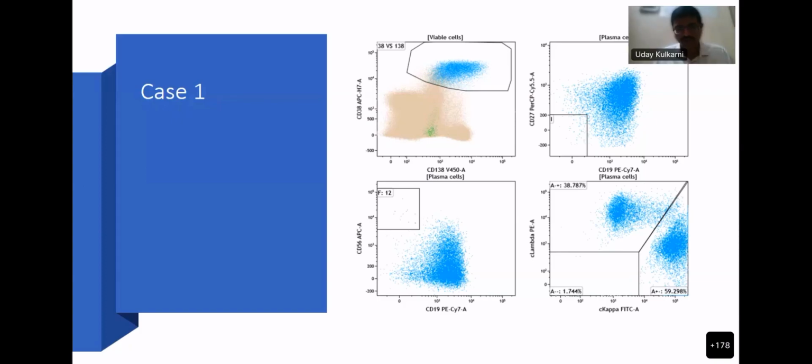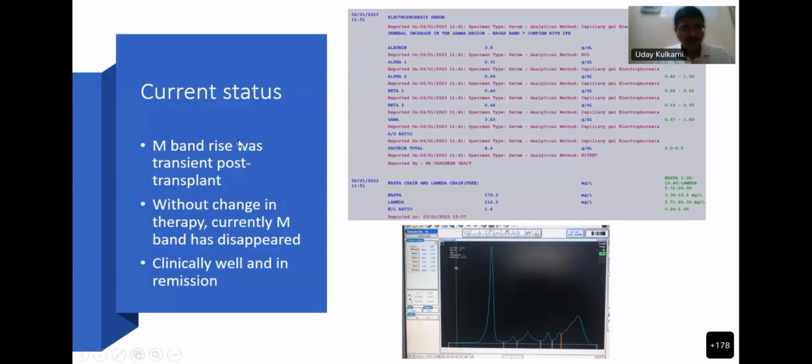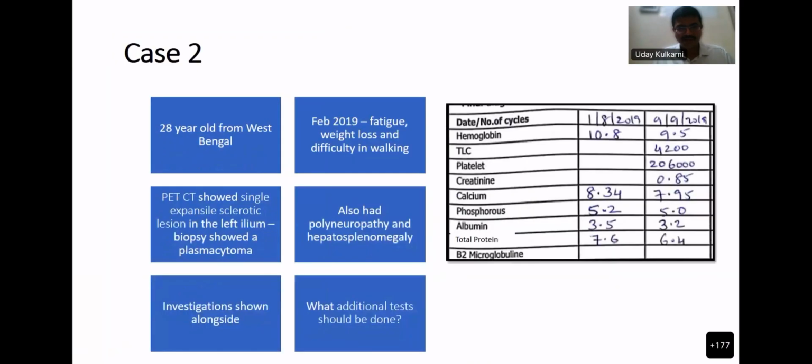Thank you so much for that. So the MRD was negative on this, and we were happy with this result and kept him under follow up. The M band rise was transient post transplant. This was his recent electrophoresis pattern: the 0.54 increased to 0.8, and then after that, without change of therapy, the M band went off. Without any change in therapy, the M band disappeared and he is clinically well and in remission. So that's the first case.